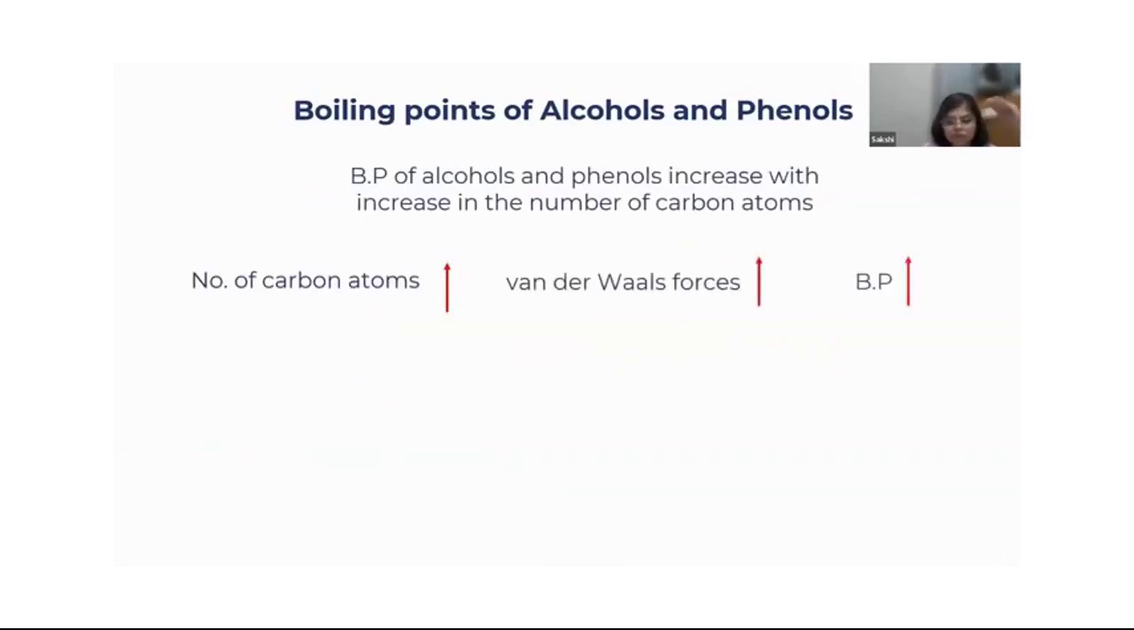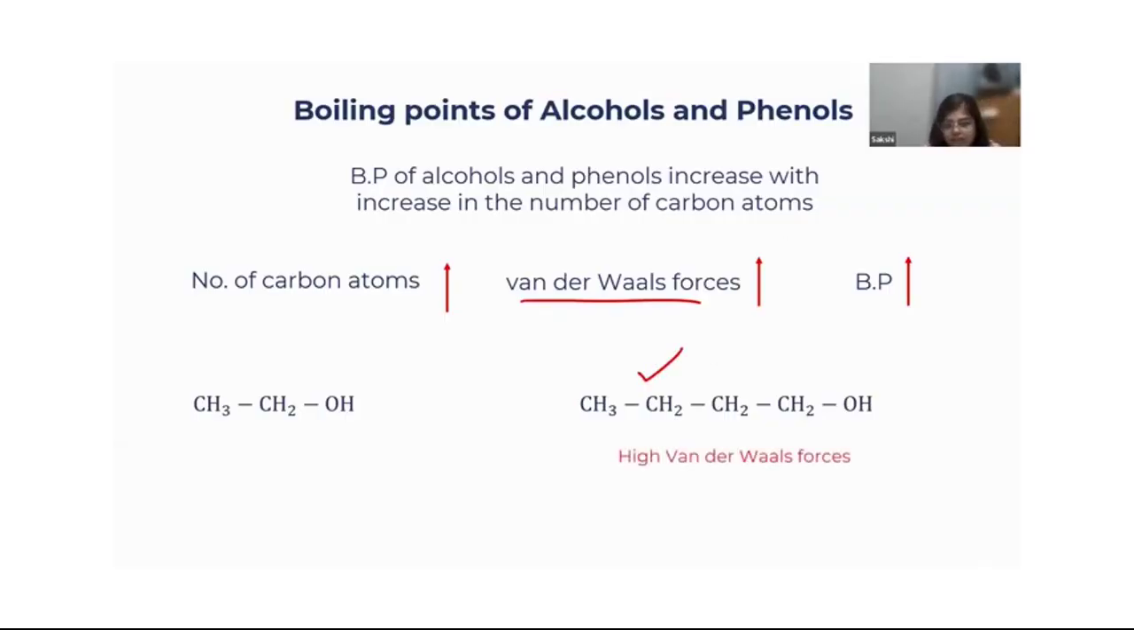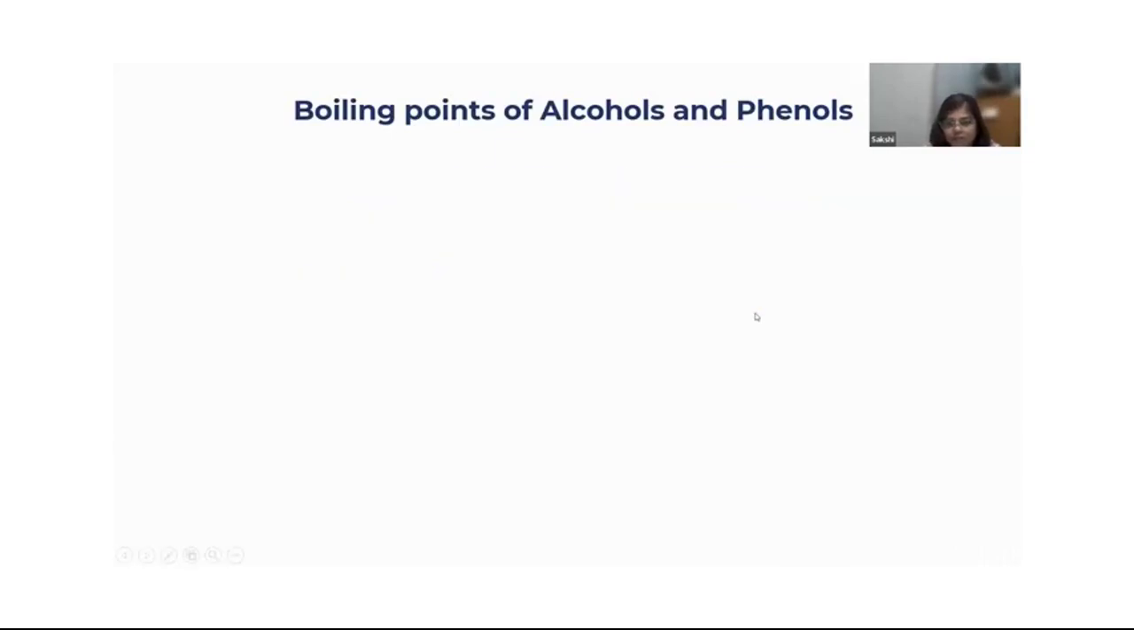Obviously, as we saw even in haloalkanes, if the number of carbon atoms is more, the van der Waals forces of attraction are more, hence the boiling point is also more. Also, if the number of carbon atoms increases, isn't it the mass also increases? And if the mass is more, the boiling point is more, right? So now what is this van der Waals force of attraction? You have to know it from 11th class, right? So if you can see here, obviously this will have a greater boiling point because more number of carbon atoms, more van der Waals forces, so more boiling point, right?